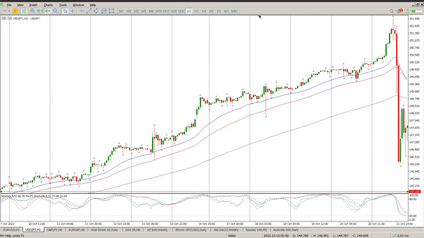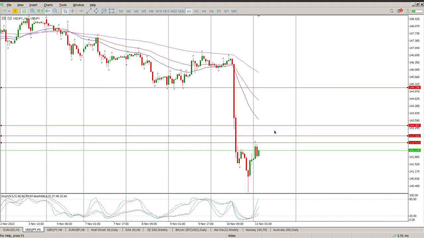So, give you that level. And here is the next level, 143357. So we're looking for price action at 143357, 142866, and then 142540. So we're looking for price action at one of those levels for another short.